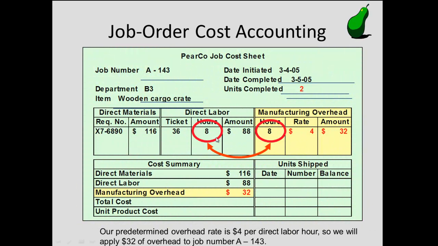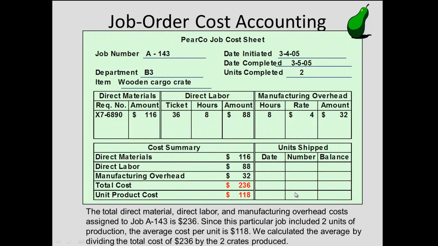So now we see here, it looks like a little smiley face, doesn't it? See here that we had 8 direct labor hours, okay, and $4 is what we said our predetermined overhead rate is, so that's no problem. 8 times 4 is 32, and we plug that number in right down here. So now we have $116 of materials, $88 of labor, and manufacturing overhead of $32. We add those all up and we get a total of $236. But look, this was to complete 2 units. So because that's the case, we're going to divide 236 by 2, and that gives us our 118.